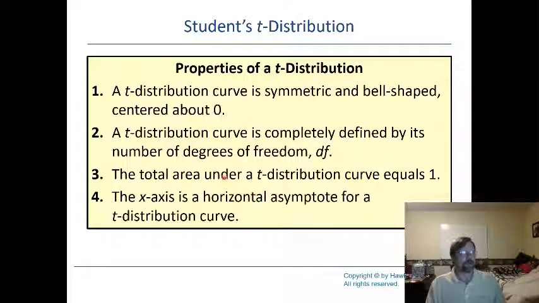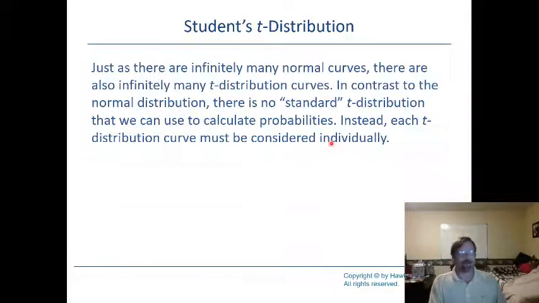Okay, so in terms of properties, it's bell-shaped and centered about 0, just like the normal curve. Total area under the curve is equal to 1, just like the normal curve. The x-axis is a horizontal asymptote, just like the normal curve. The difference is it is completely defined by the number of degrees of freedom, rather than by the mean and standard deviation. As I said, there is no standard t-distribution. Each t-distribution has to be considered individually.